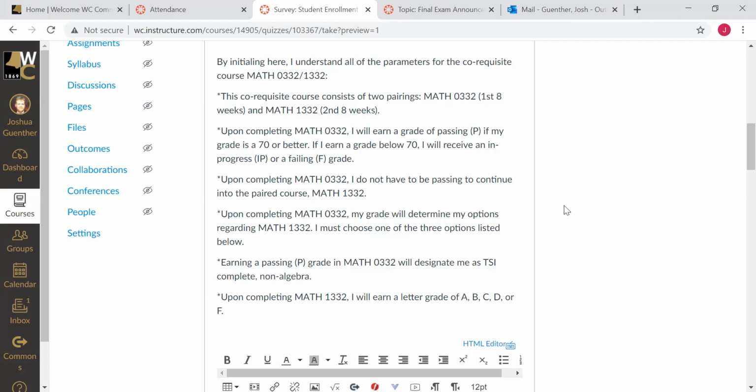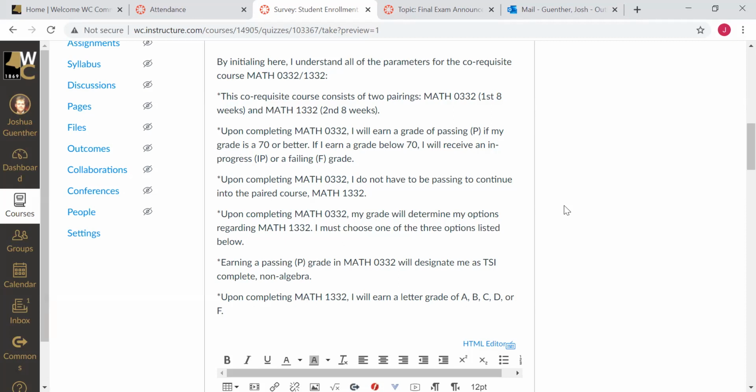Now remember, this course doesn't count towards your GPA. This 0332 course, just the first half course, doesn't count for your GPA. It doesn't transfer anywhere. It's a course that is designed to prepare you for the 1332 course. And that's the real deal. That's the real McCoy. That's the one you want to pass. That's the one that's going to transfer to wherever you go after this, or if you stay here, whatever you need that for. So you can either get a P in this 0332 course.